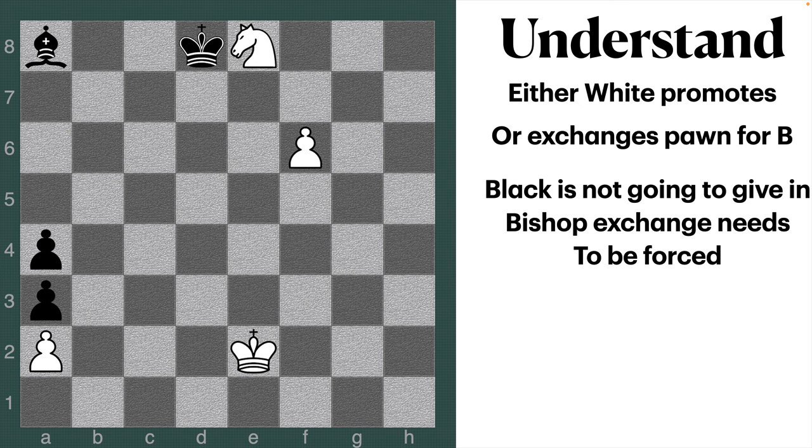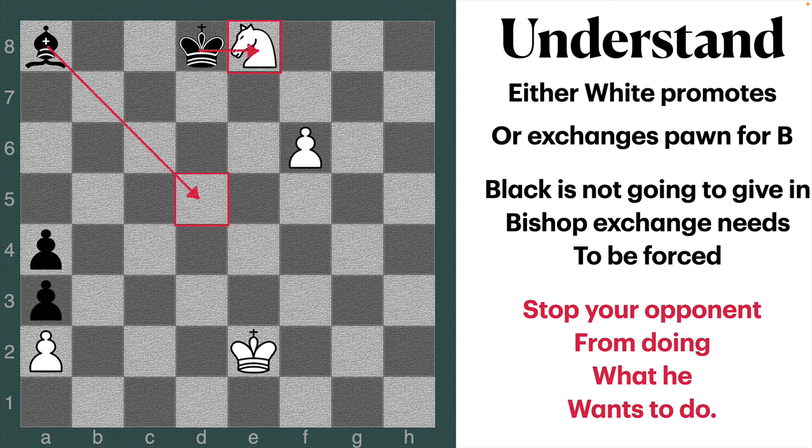So black is not going to give in. Bishop exchange needs to be forced. So remember, these are the 2 things that your opponent wants to do. Black wants to basically capture the knight, or he wants to bring the bishop to d5, one to prevent the pawn from ever coming to f7, at the same time attacking the a2 pawn, which is unsupported, and therefore if he ever gets to capture the a2 pawn, black has a chance of promoting himself.